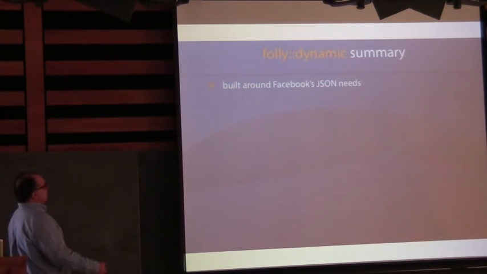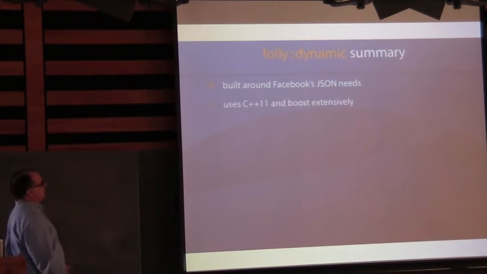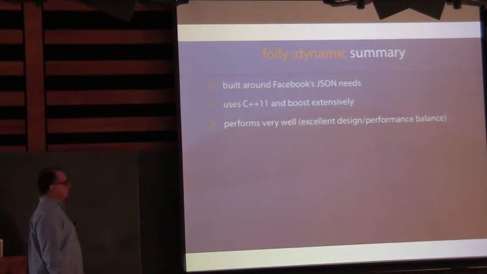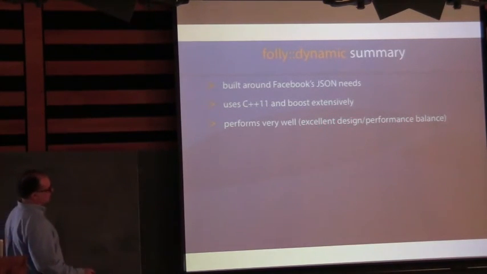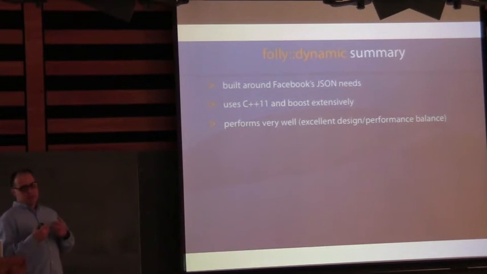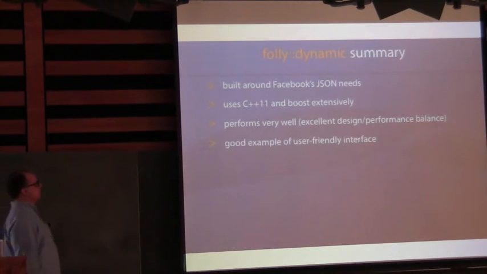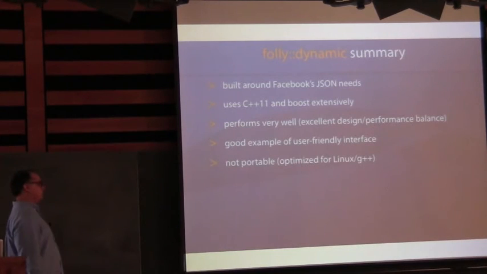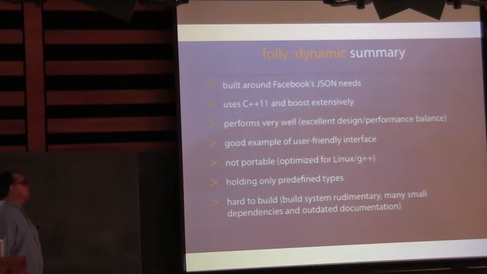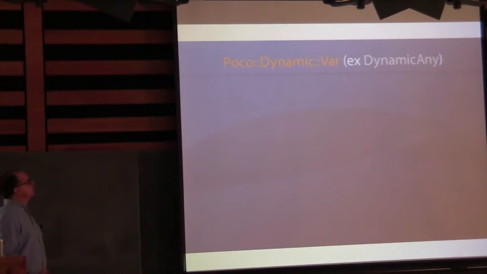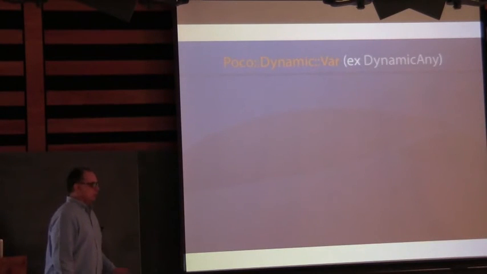The summary of the Folly dynamic is that it's built around Facebook's JSON needs. It uses C++11. It also uses Boost extensively. It performs very well, and in my opinion, has a really good design and performance balance, where you get a nice, user-friendly interface, but it also performs well. It is not portable, and that's probably the biggest downside for that class, that it's Linux only. It's holding only predefined types. It's hard to build. Sure.